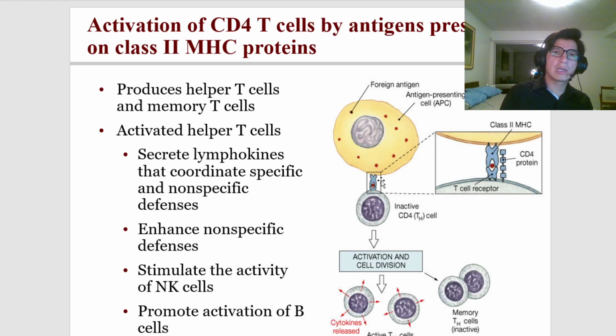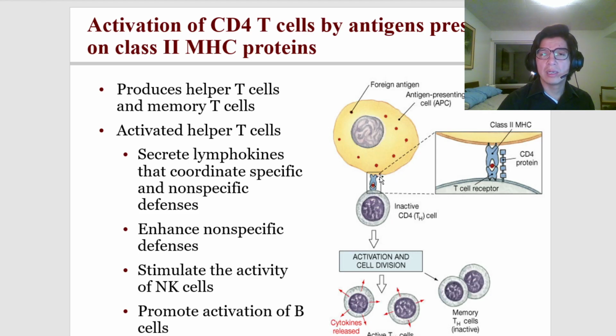Now, let's look at what happens when an antigen presenting cell identifies a foreign substance. So, if this particular antigen presenting cell has digested a foreign substance and placed it on the surface of its major histocompatibility complex class 2 protein. Remember, 2 times 4 equals 8. That's why class 2 binds to CD4.